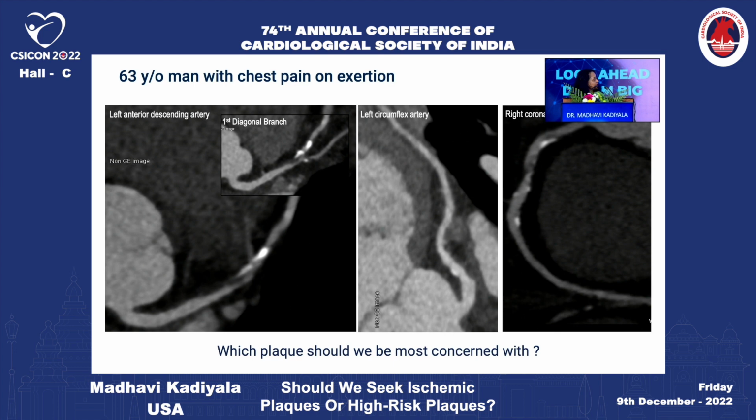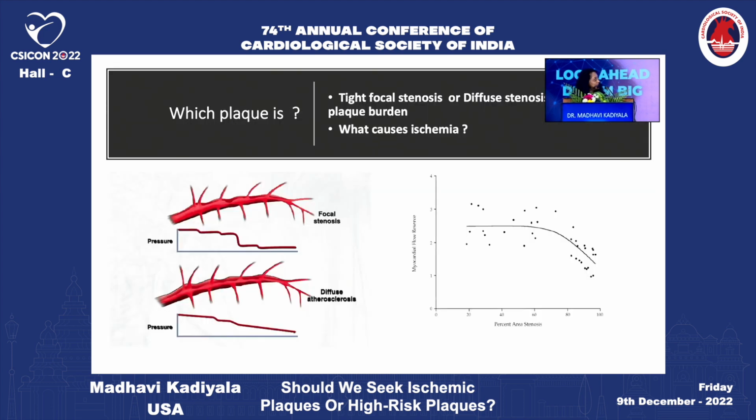So this plaque in the LAD is going into the diagonal branch, as you can see right here. So which should we be most concerned with? Before we answer that question, let's think about it. Which plaque is which? Now you have different kinds of plaque. Here you're seeing a tight focal plaque, which causes focal stenosis, and there's a correlating pressure drop within the vessel that causes ischemia.